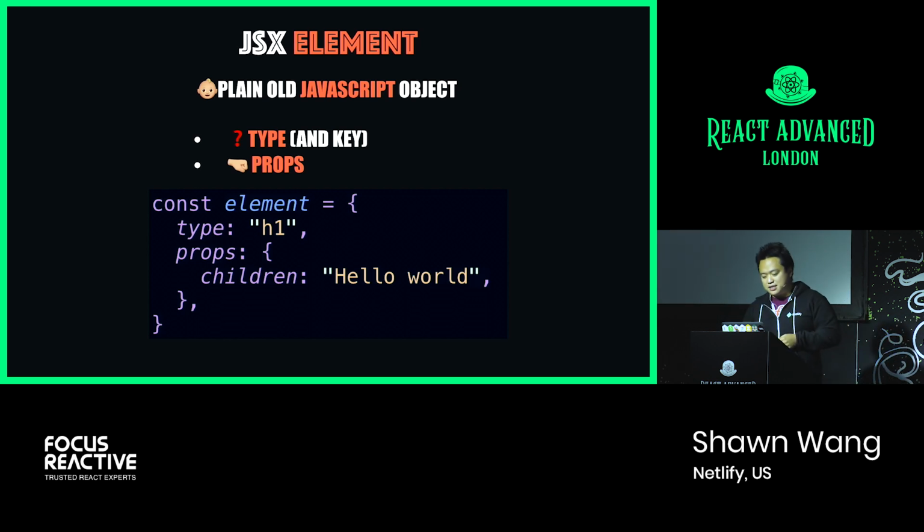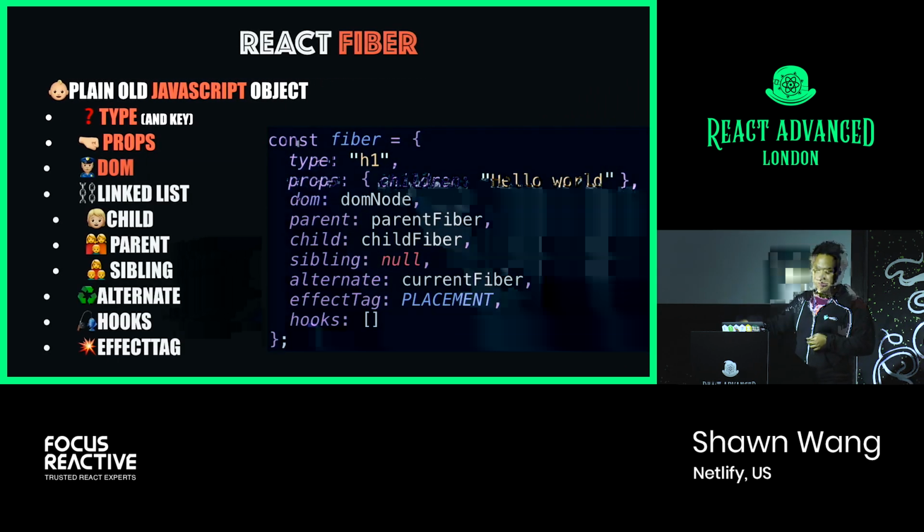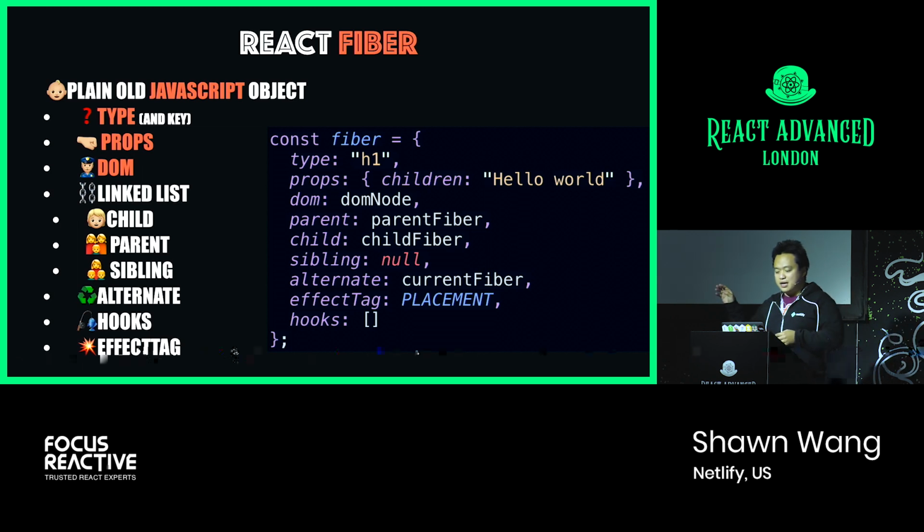So a fiber is an extension, I guess, of this element. And we had a whole bunch more properties on top of that. So we had a link to a DOM node, like an actual physical DOM node. We had links to parent fibers, child fibers, sibling fibers, all over the place. We had links to an alternate version, like the work in progress version of the fiber. We had hooks in case anything is tagged onto that. And we had an effect tag if that fiber itself is tagged for any additional work during the reconciliation phase.